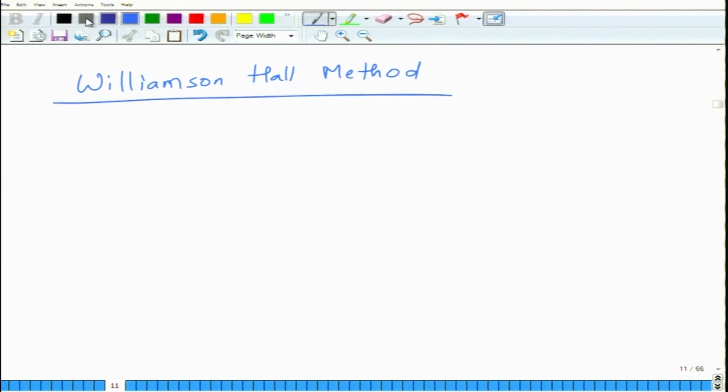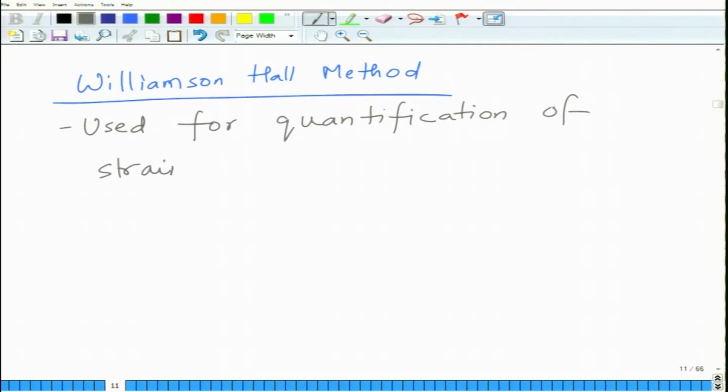Used for quantification of strain, and also since non-uniform strain leads to broadening, particle size effect also leads to broadening, you need to distinguish between the two.